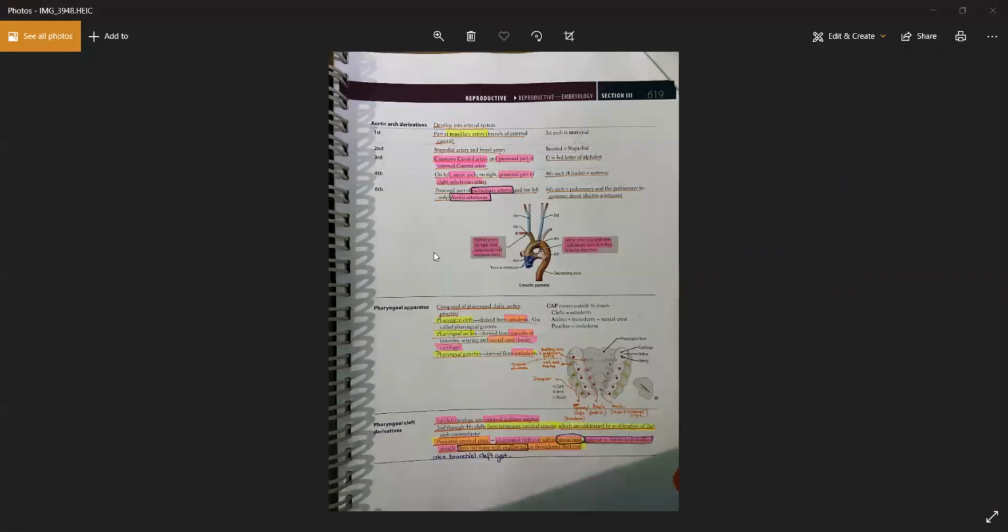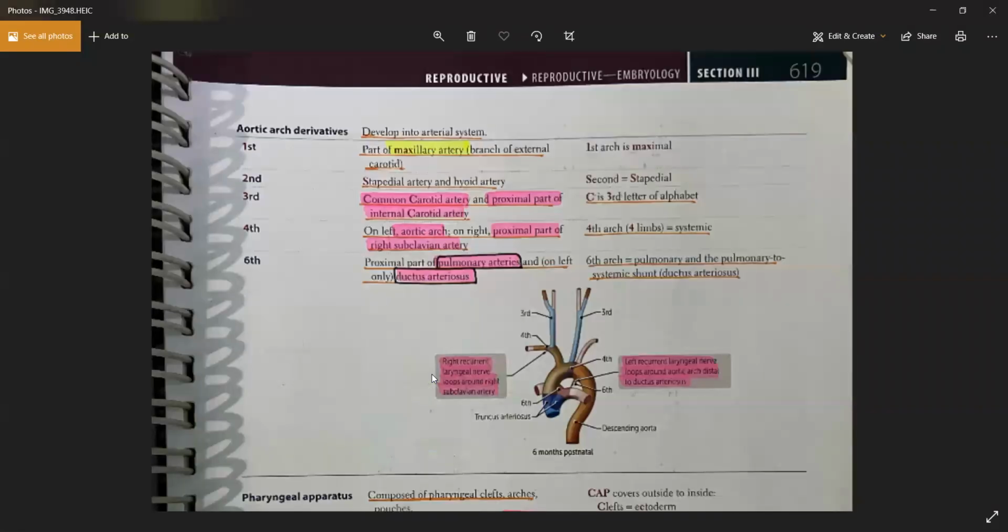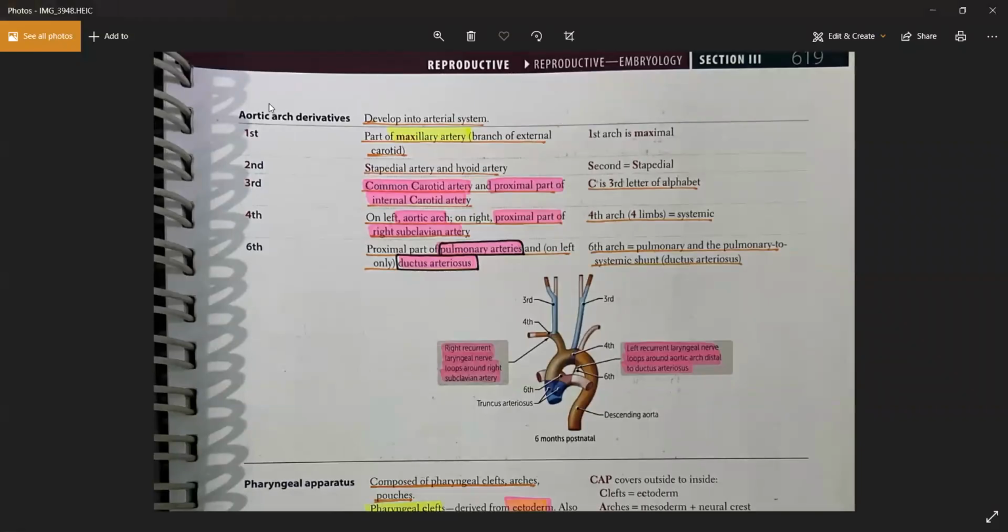Okay, now let's discuss all these pharyngeal arches and the aortic arch derivatives. You have 6 aortic arches: arch 1, arch 2, arch 3, arch 4. Arch 5 is obliterated, so no arch 5. And you have arch 6. They all form arteries from above to below. At the very top, you have the maxillary artery, a branch of the external carotid artery, formed by the first aortic arch. The second aortic arch forms the stapedial artery in the ear and the hyoid artery in the neck.